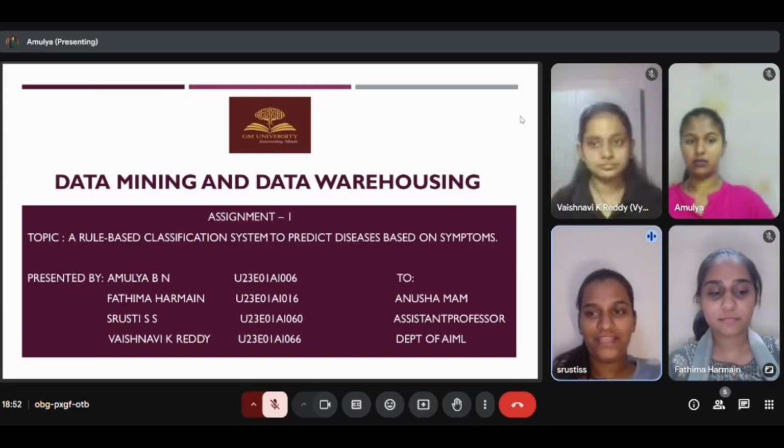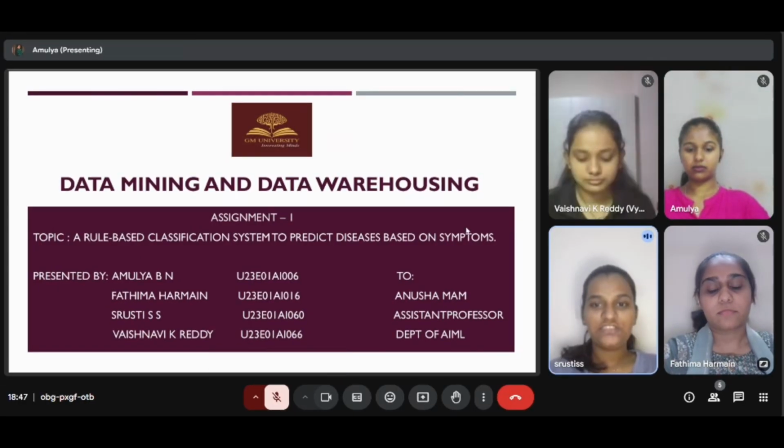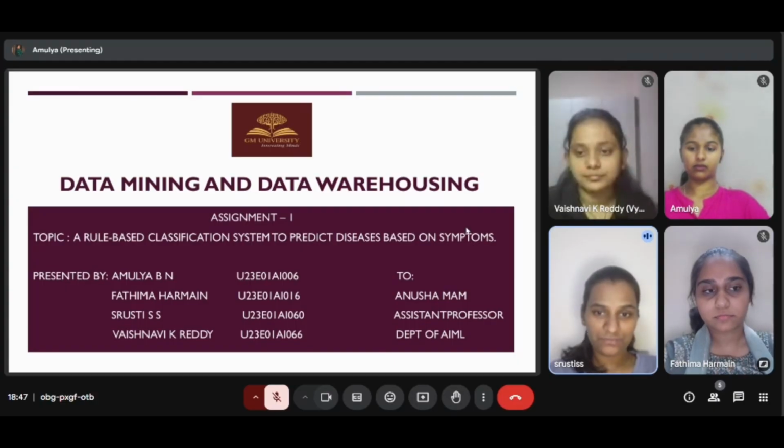Hi everyone, myself Srushti. Let me introduce my team members Amulya BN, Fatima Armain, and Vaishnavi K. Reddy. We are here to present our project on a rule based classification system to predict disease based on symptoms. It explores how we can use simple rules to assist in early stage diagnosis, especially in areas where advanced healthcare systems are not easily accessible.